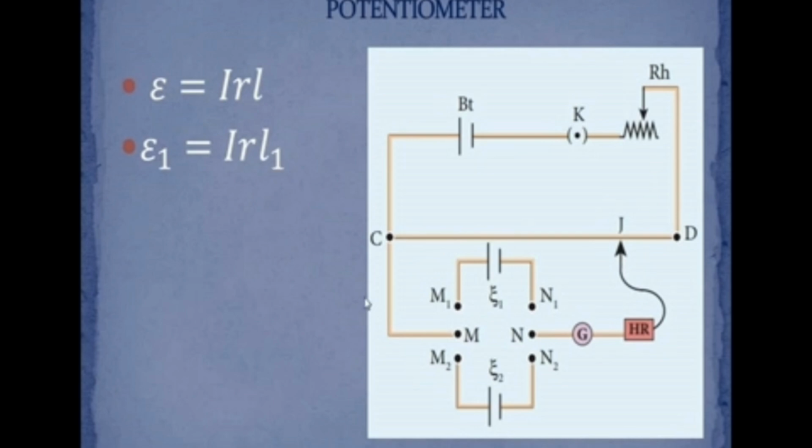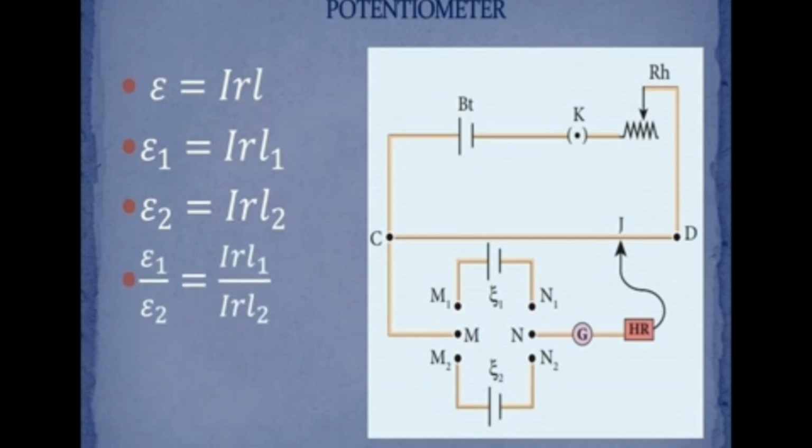Now using the DPDT switch, E2 is connected to the circuit, that means the switch is moved in the downward direction. Now E2 equal to IRL2. That one is the second one. So comparing the two equations, E1 by E2. When you divide the two values, what will happen? Here the IR cancel each other. So remaining you will get E1 by E2 equal to L1 by L2. So using that we can compare the EMF of the two cells. If you know the values of L1 and L2, we can compare the value of E1 by E2. So using that formula, we can compare the EMF of the two cells.